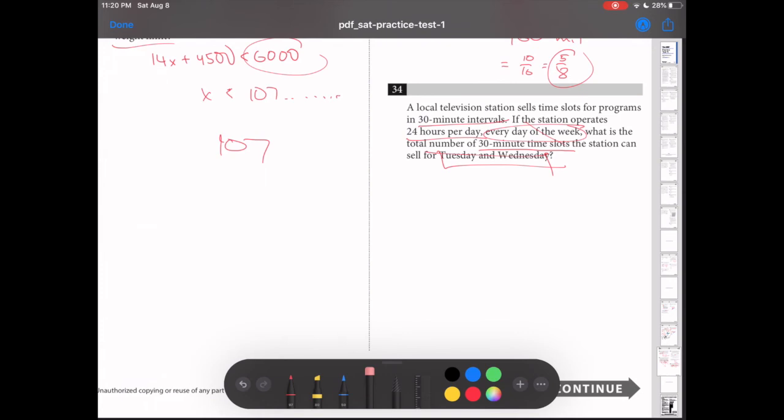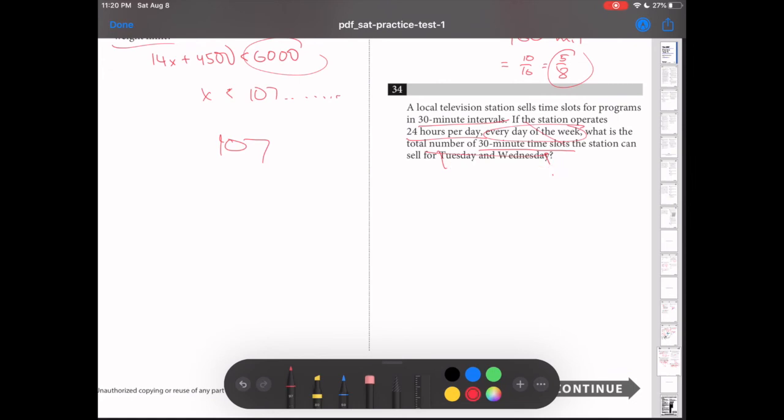Question 34. This is a simple division question. Just list out what you know and divide using your knowledge about time and stuff. Local television station sells time slots for programs, 30-minute intervals. The station operates 24 hours per day, every day of the week, not really important. Total number of 30-minute time slots the station can sell for Tuesday and Wednesday.